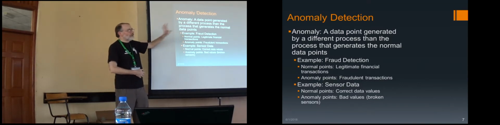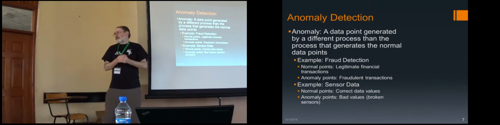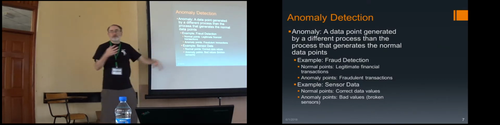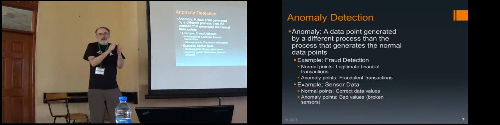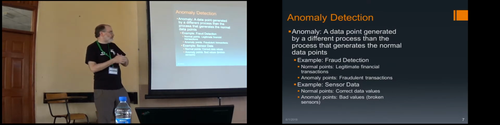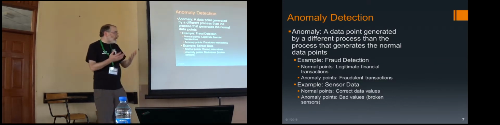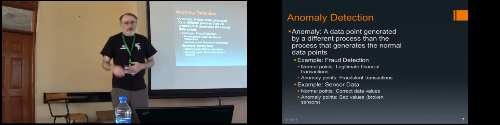So for example, in fraud detection, the normal points would be legitimate financial transactions that would be perfectly fine, and the anomaly points would be fraud transactions. And of course, our adversaries want to make the frauds look as much like legitimate transactions as possible and still get money, so it can be quite a difficult thing. And in the sensor data case, our normal points are the correct data values, and the anomaly points are the bad values caused by broken sensors.